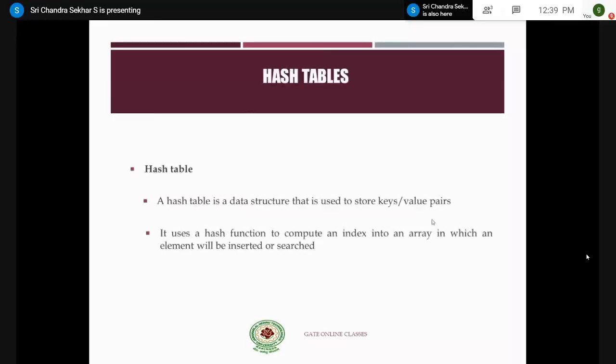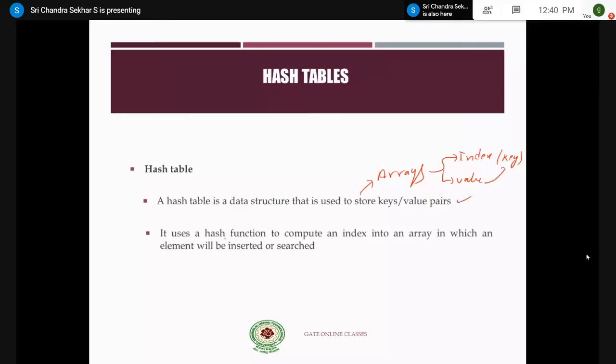Now hash table is a very simple topic. A hash table is a data structure that is used to store key value pairs. Keys are nothing but the indices, right? We know that it can be implemented using arrays, and there is a concept called indexing in arrays, which is called keys, and we have values. So whatever key we have, that value should be stored inside the key. That is nothing but key value pairs.